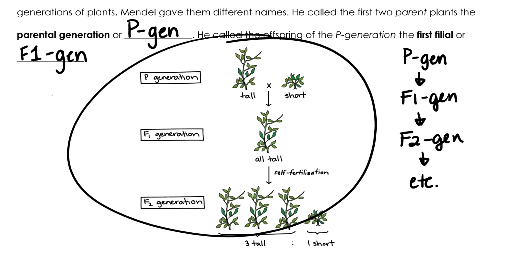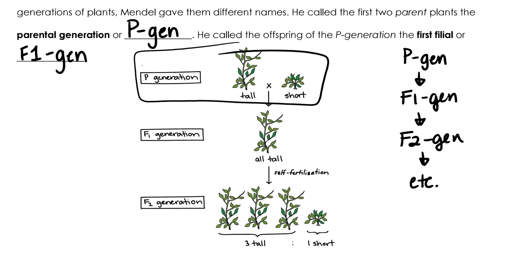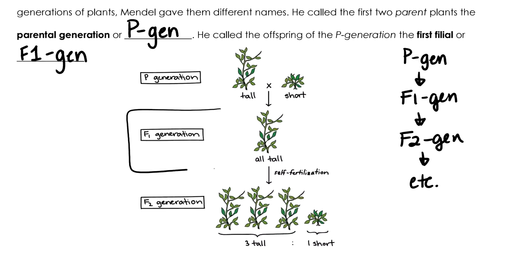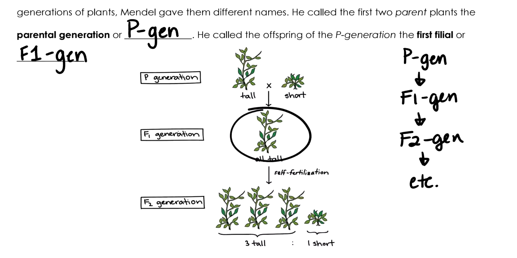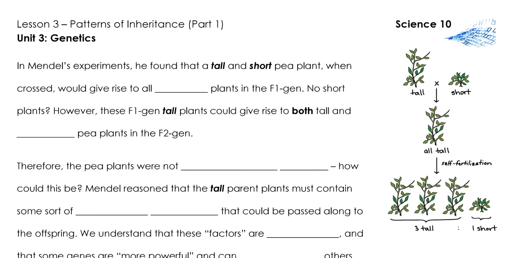And in the diagram below here, you can see an example of what that would look like. For example, you could have a tall plant and a short plant forming the P generation, and then whatever their babies look like is called the F1 generation. And if you took babies from F1 and had them make babies with each other, you would get the F2 generation, and so on.